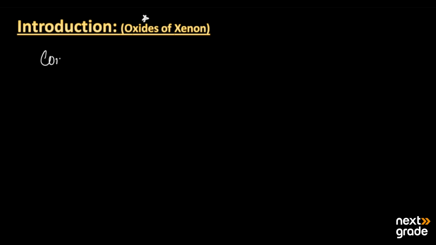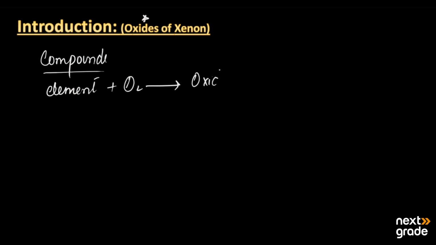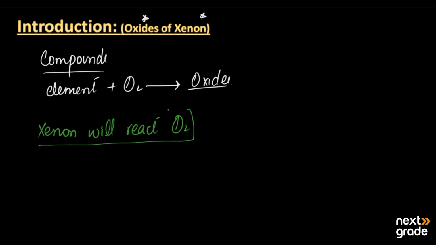Oxides are basically compounds that are formed when any element reacts with oxygen. Then the resulting compound that is formed is called the oxide of that element. And here we will discuss the oxides of xenon. So when xenon reacts with oxygen, it produces its oxides.